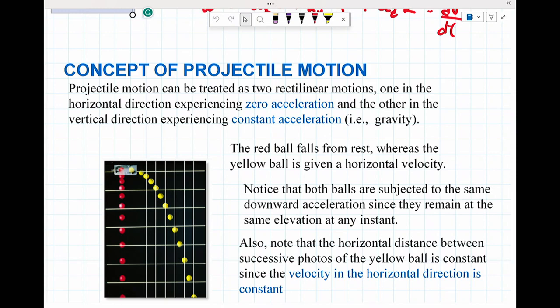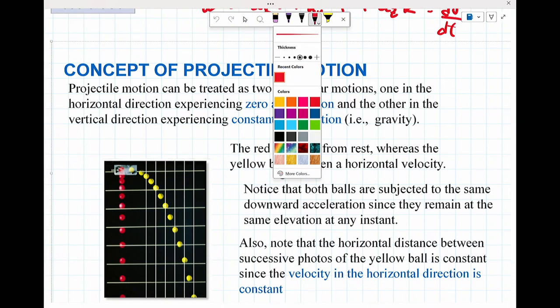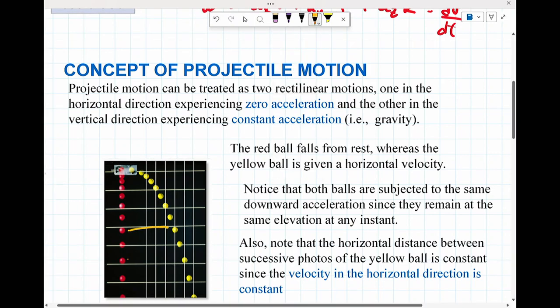So here I have two balls, one that's dropping down and one that has a small horizontal velocity that is imparted before it drops. Each of those images is taken at the same time. So this image right here is taken at the same time, of course T1, T2. You'll notice it drops at the same rate, but it moves out at a constant rate. So the yellow ball is moving at a constant rate.